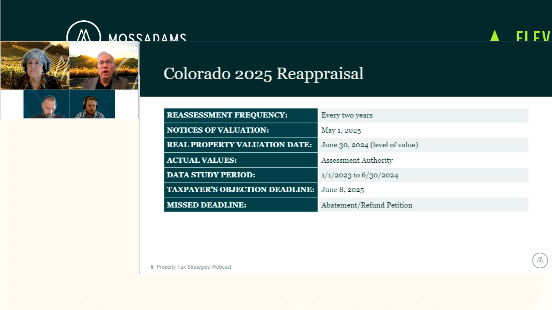But in Colorado, they have an abatement statute that actually reads that taxpayers have 2 years from the time taxes are levied in order to file an appeal. So if you did not file an appeal in 2023 or 2024, you have an opportunity to go back and seek refunds for prior years' taxes paid.